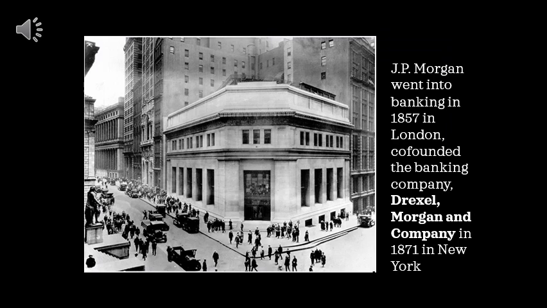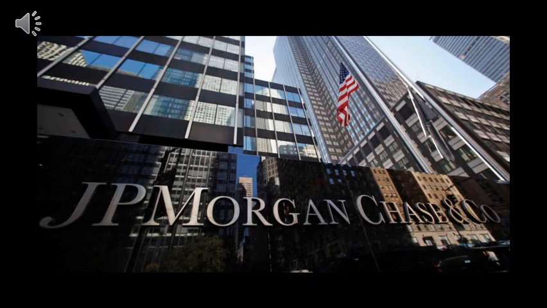J.P. Morgan went into banking in 1857 in London. He co-founded the banking company Drexel Morgan and Company 24 years later in 1871 in New York City. This is their first branch in New York City. Now, J.P. Morgan has over 26,000 employees and is one of the world's largest financial institutions whose stock is traded across the globe.